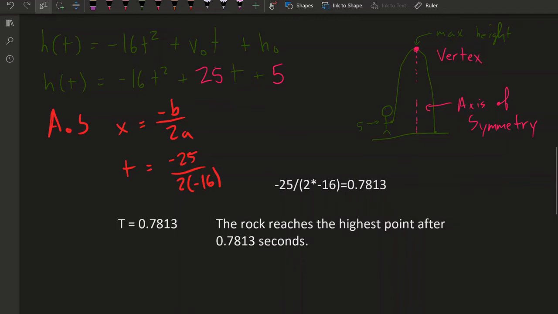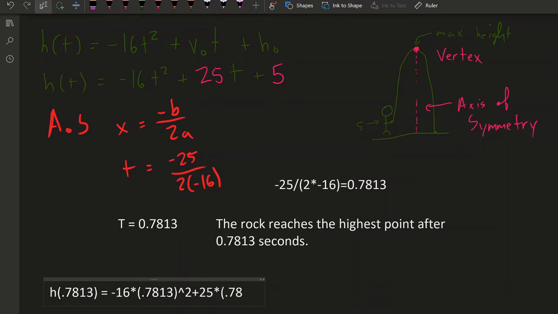So I can say the height after 0.7813 seconds is equal to negative 16 times 0.7813 squared plus, I need to put multiplication in here because OneNote doesn't do it automatically, 25 times 0.7813 plus 5.